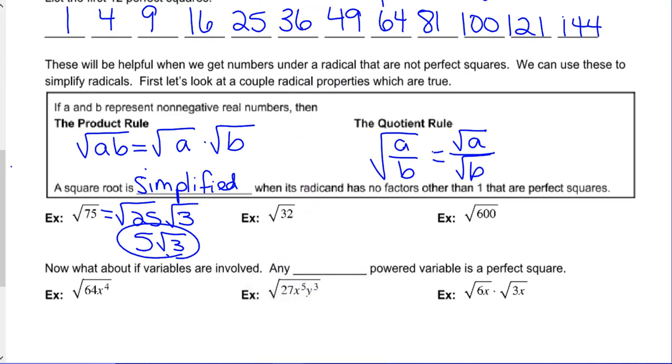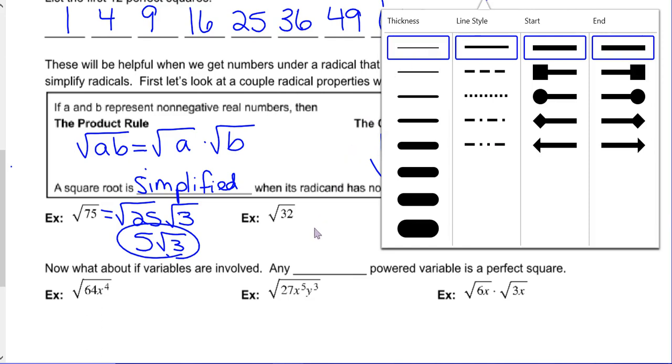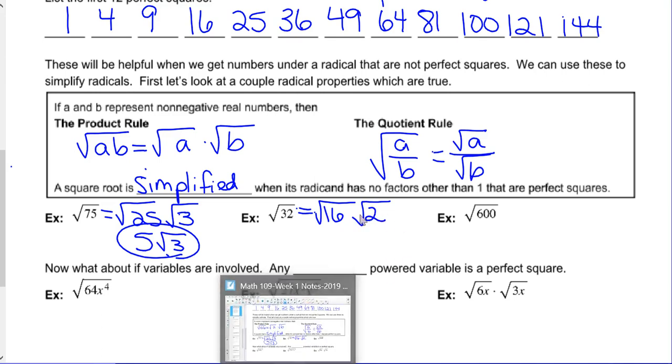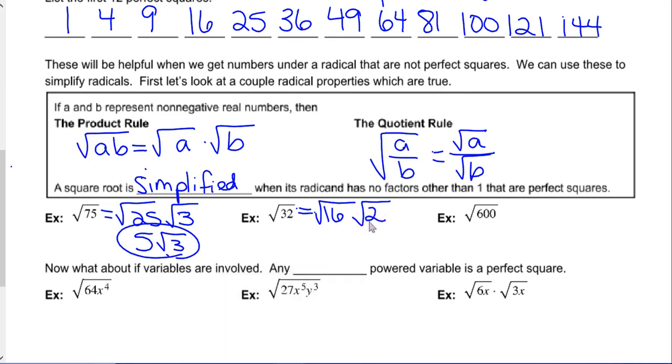So you can do it individually and do the 4s a couple times, but I will tell you it's much easier if you go ahead and get that highest power or the highest number going into 32 first. So I'm going to think about that 16. 32 split up is 16 times 2. 2 is a number that doesn't have a perfect square in it, so we're good.